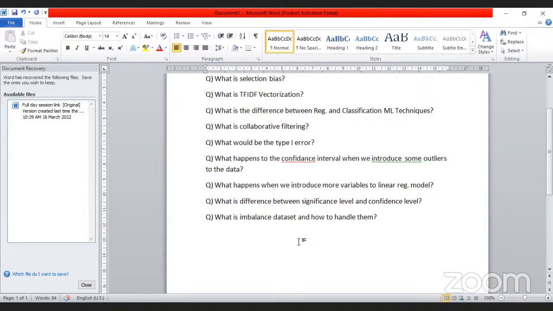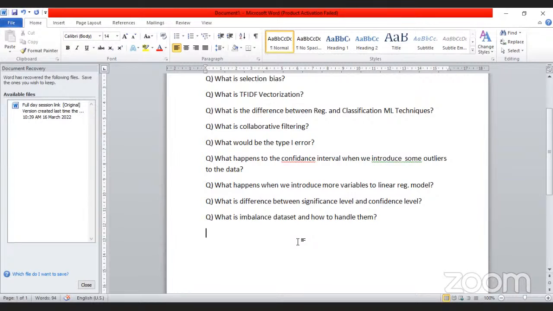Now, if we have an imbalanced data set, how to handle them? Okay, there are two techniques to handle imbalanced data sets, either oversampling or undersampling.